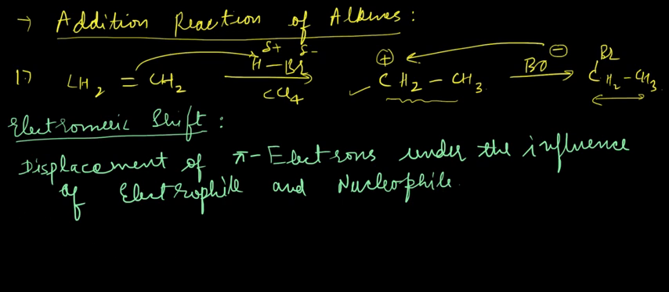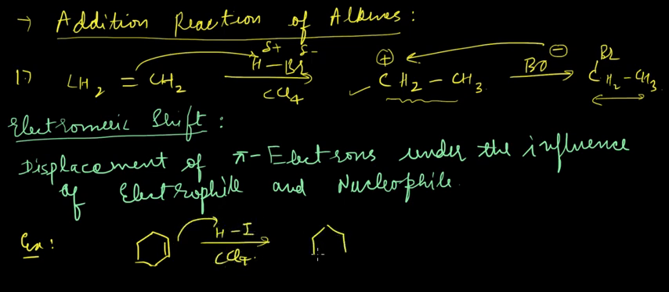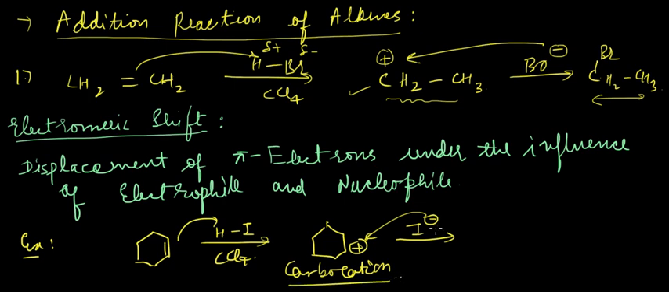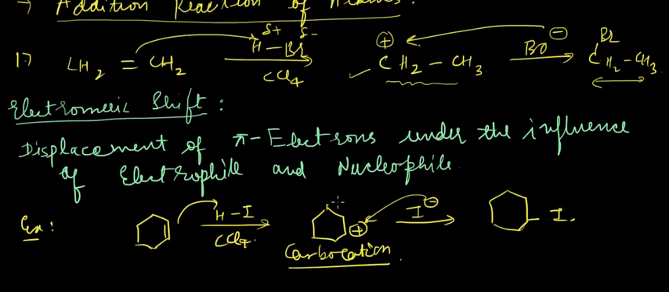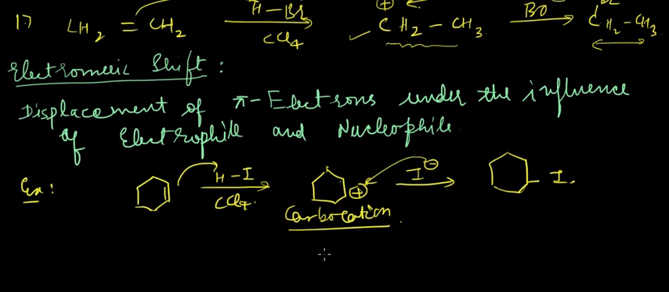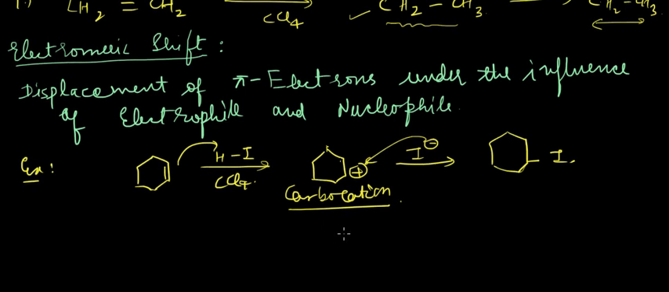Okay, so let us look into some more examples of the same. If we have this and it reacts with HI, then this bond would actually break to attract H, and it would have carbocation formation in the intermediate, and then I minus will attack on this carbocation to form this product. Okay, so this is an example of electrophilic addition.